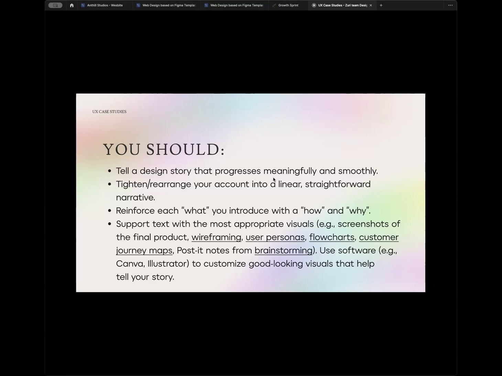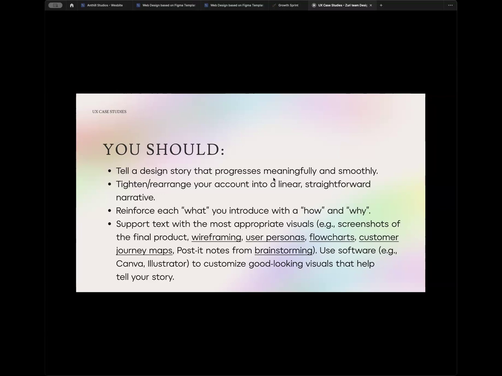So screenshots of the final product, pictures or exports of your wireframing, your user personas, your flowchart, your customer journey maps, ensure that you are reinforcing the text with the actual visuals. So when I'm talking about user persona, that should not be where I put my wireframing images, right? When I'm talking about wireframing, that should not be where I put my flowcharts. Do you understand? When I'm talking about prototyping, that should not be where I'm putting my user journey maps, because these sections are different from each other, right?